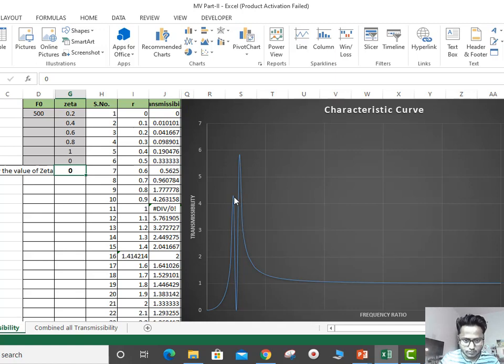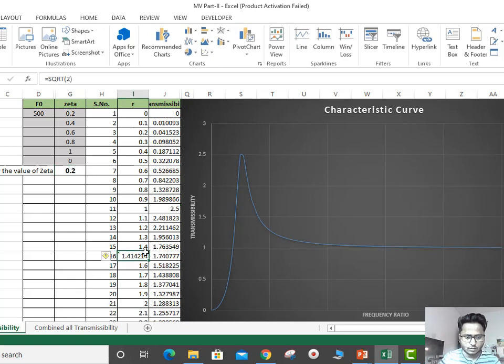So this curve is different after this point, and different before this point. Because it tends to infinity here, and here it also tends to infinity, it is going to infinity and coming from infinity, and the curve is like this. But at infinity it is not able to show the value. So we are going to change the value of zeta to 0.2.